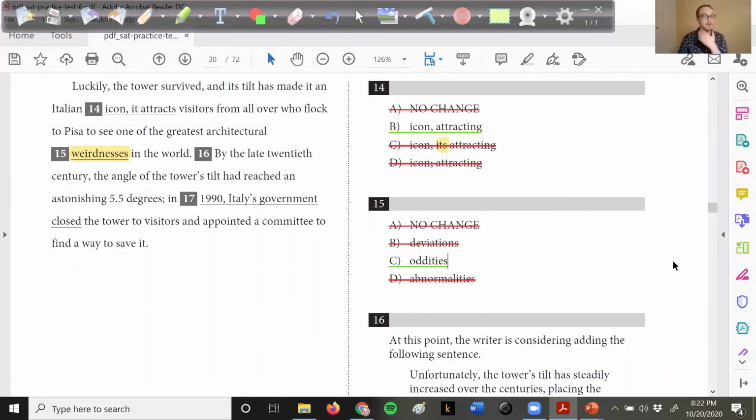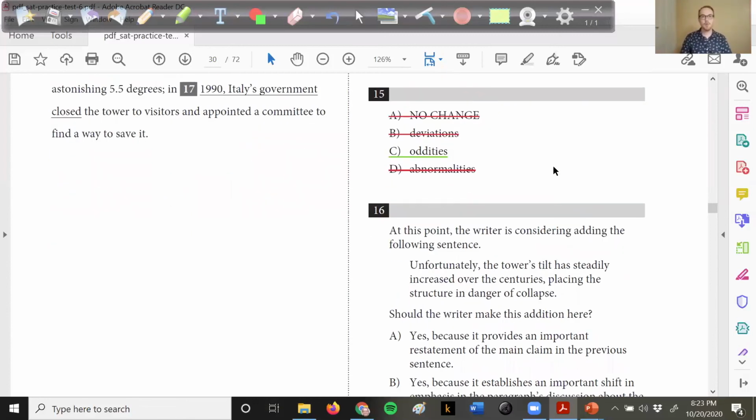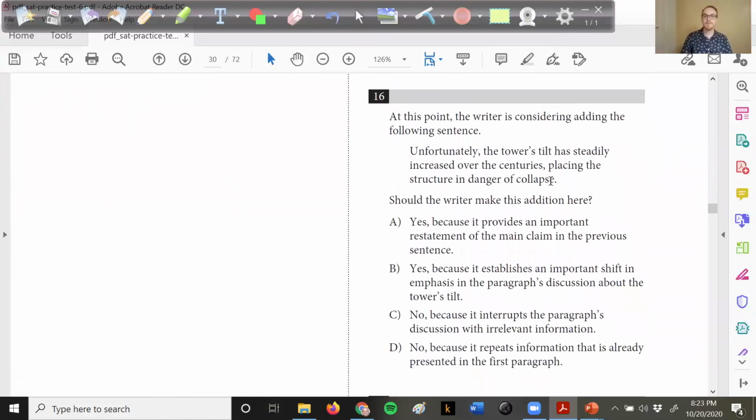All right, I think we can do one more question. So 16, with nothing underlined next to it. Probably we're going to insert something that wasn't there before. And what do we got? Lo and behold. At this point, the writer is considering adding the footnotes. Unfortunately, the tower's tilt has steadily increased over the centuries, placing the structure in danger of collapse.